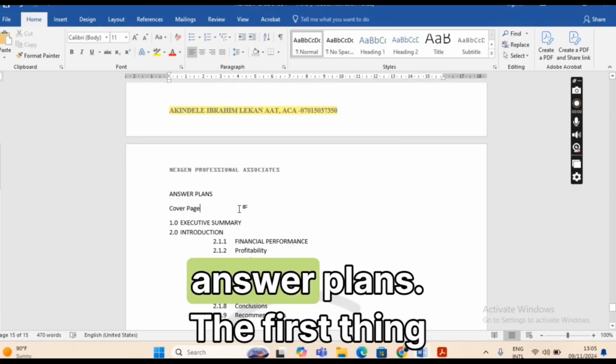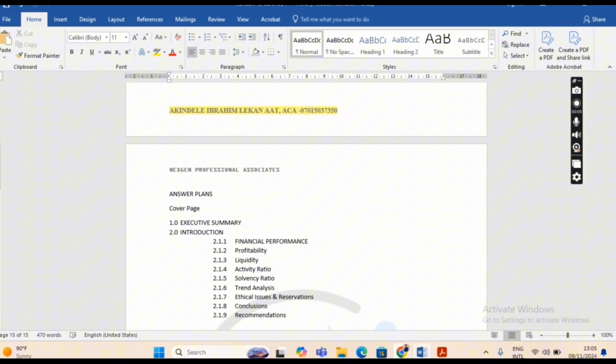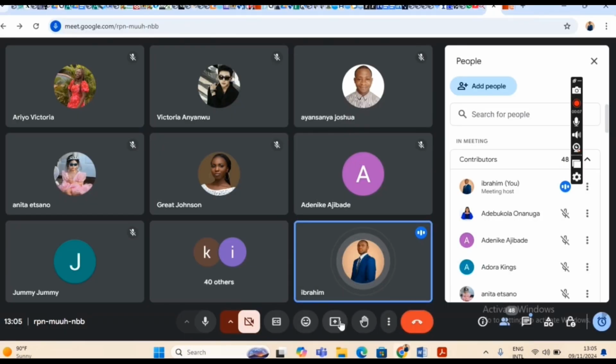Let's quickly go back to the answer plans. The first thing you need to do is your cover page. Now, let me illustrate that again. Please, let me show that again. Your answer plans is very important.